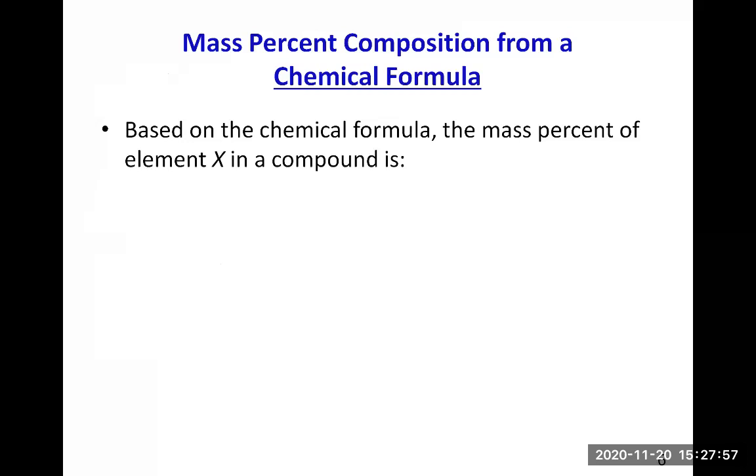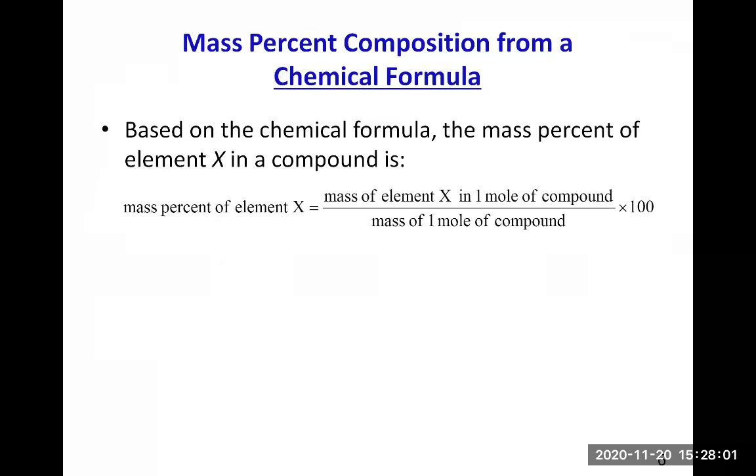So based on the chemical formula, the mass percent of element X in a compound is the mass of element X in 1 mole of the compound over the mass of 1 mole of the compound. So basically you take the mass of element X in your formula over the molar mass of the compound, everything in grams per mole. And then multiply by 100, because remember it's a percentage.